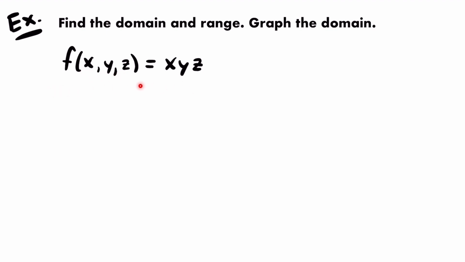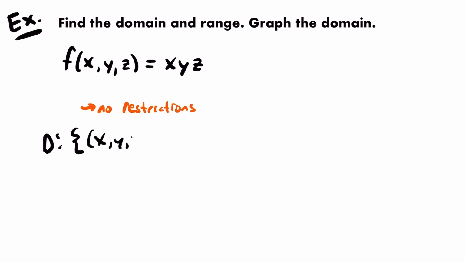And so looking at this function of 3 independent variables, are there any inputs for x, y, or z that would cause an undefined value? Well, no, right? This is a very simple function, x times y times z. You can plug anything in that you'd like, and you'd be good to go. You're never going to get an undefined value for this function. So this one's pretty simple. There's no restrictions, and so the domain is the set of all values x, y, and z such that x belongs to the real numbers, y belongs to the real numbers, and z belongs to the real numbers.